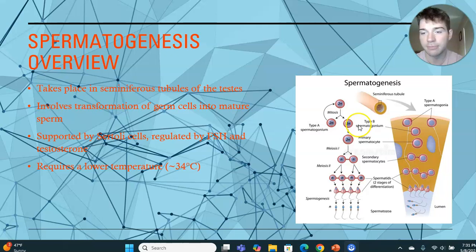Then there's the adluminal side, which is closest to the lumen, and that's where the primary spermatocyte ultimately gets down to the spermatozoa, and then it's released into the lumen. But there's a barrier created, and I'll get into why that's important later on. It's called the blood-testes barrier, and that's a very important thing. I'll be talking about that more later on, but I just wanted to mention it here to give an overview.